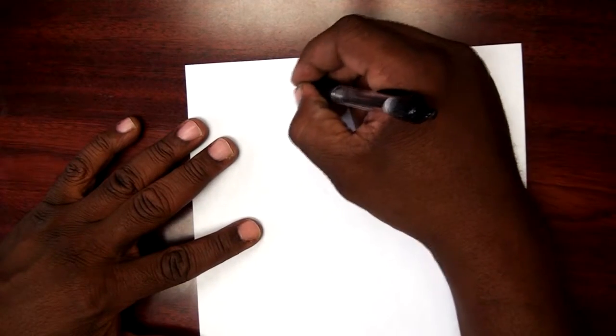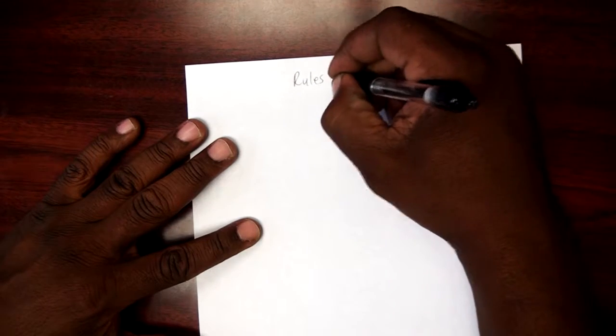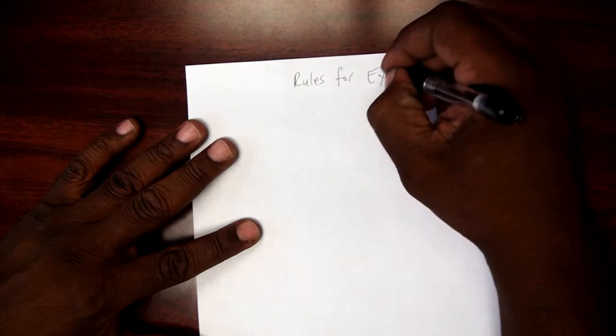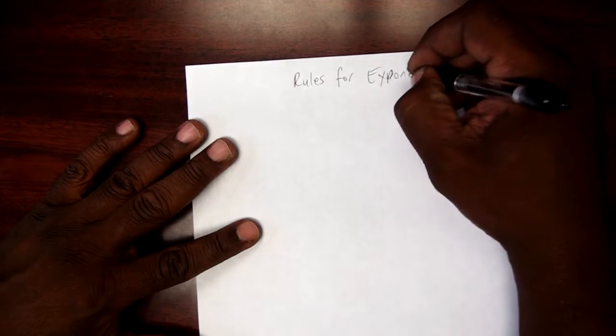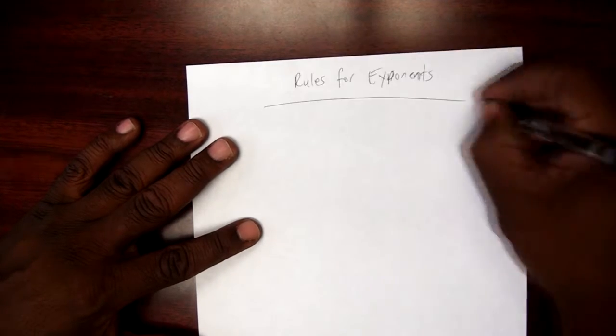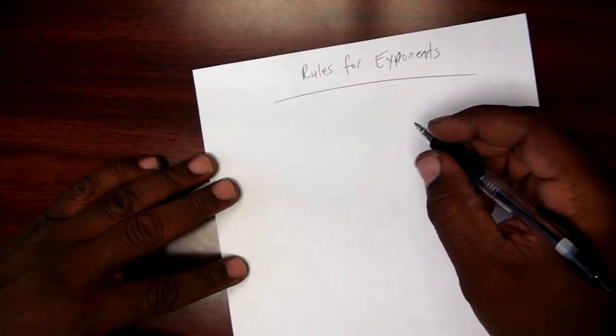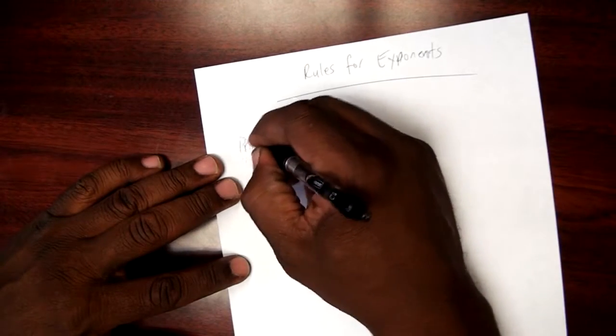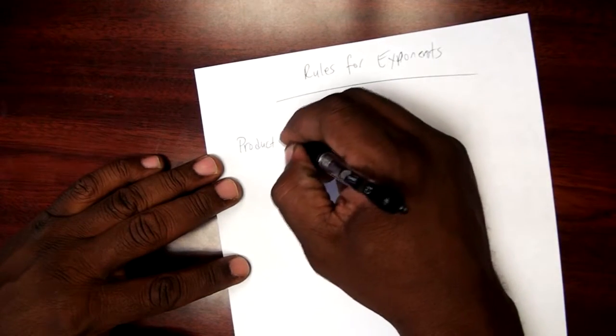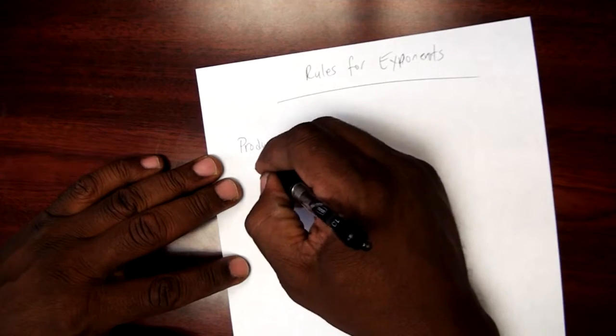Next, we'll take a look at some rules for exponents. And in particular, the rule we're going to pay attention to is called the product rule for exponents.